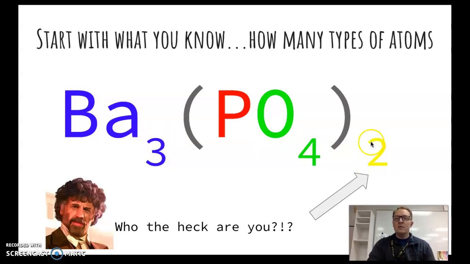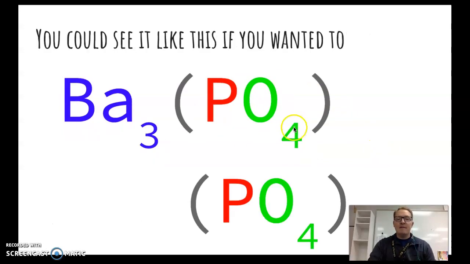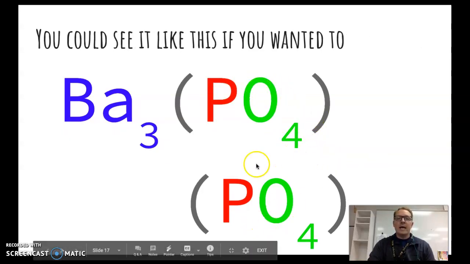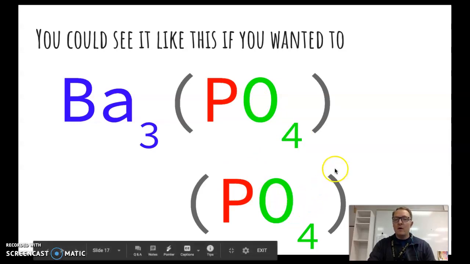Well, in chemistry, this is the way of basically saying everything inside this parentheses, we're doubling it. So we're going to multiply everything inside this parentheses by 2 once we know what's inside here. Another way to think of this is it's kind of like having this PO4 inside the parentheses just doubled. So if we were going to count it, this is how we would do it. We have barium here, but we have 3 of them. Then inside the parentheses, we have 1 phosphorus and 4 oxygen. But because there was a little 2 outside of it, it's like having another phosphorus and 4 more oxygen.